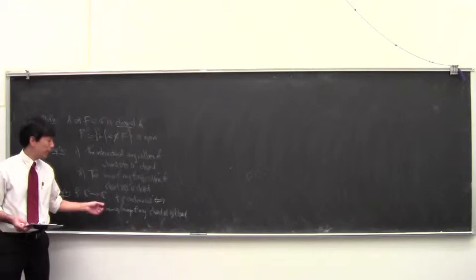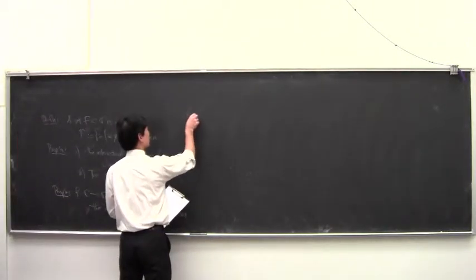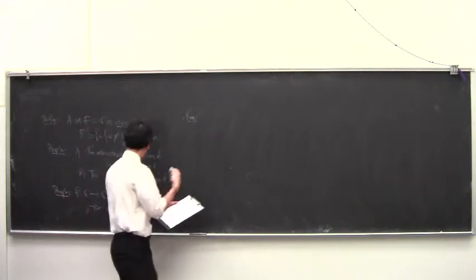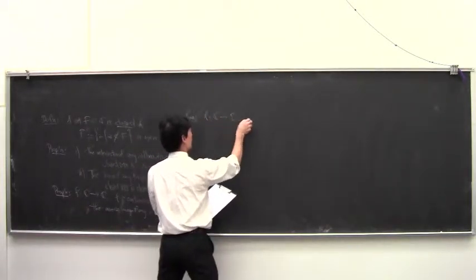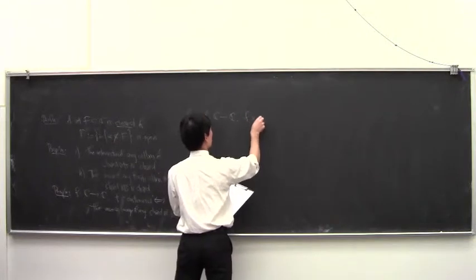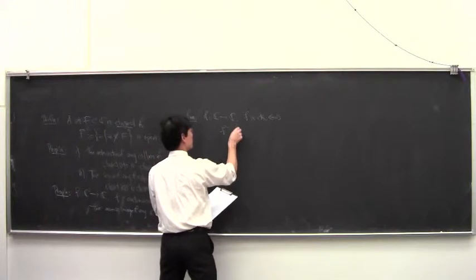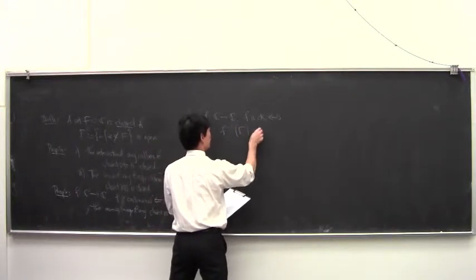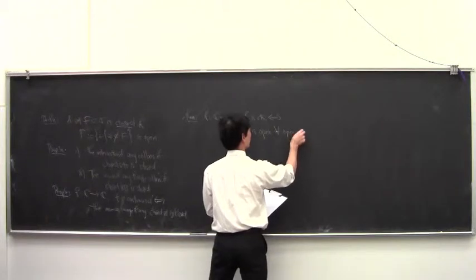Okay, so that is the analog of the theorem that was stated at the end of the last class, that F is continuous if and only if F inverse of E is open for all open sets E.